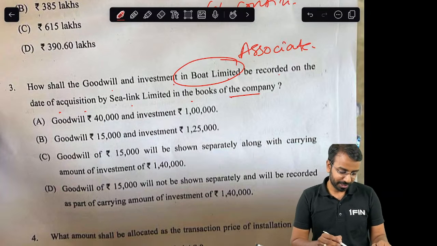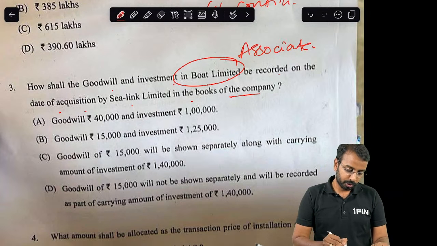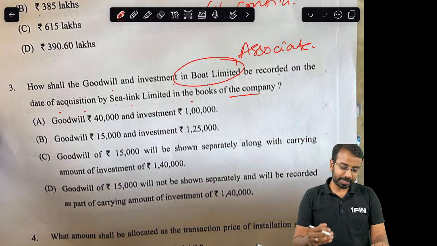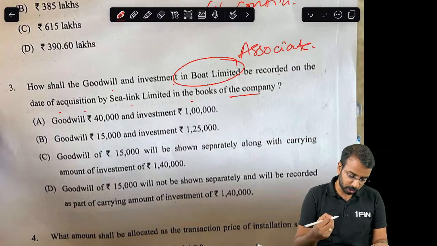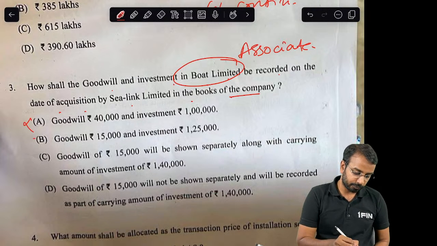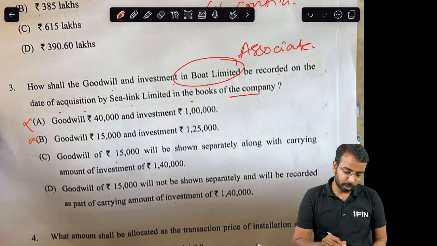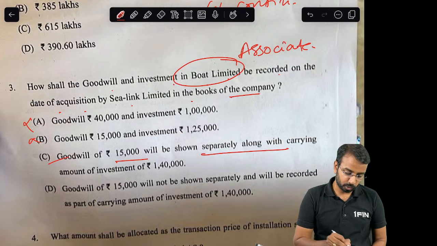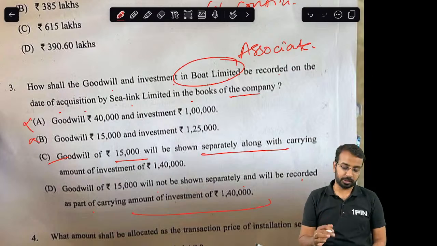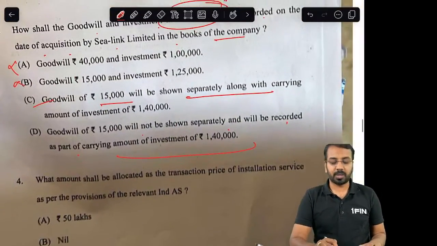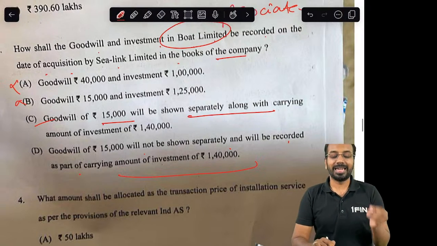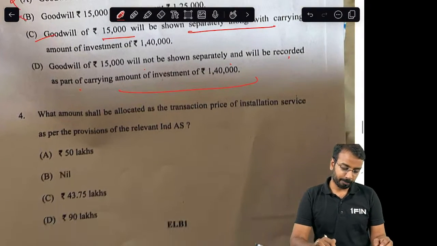Okay, associate. How will we account? So first thing is we will not recognize goodwill. We will not recognize goodwill, and because we will not recognize goodwill, the first two options are out. Third option, goodwill will be shown separately. No, goodwill will not be shown separately and will be recorded as a part of carrying amount of 1,40,000. Okay, so you can calculate the carrying amount. Similar question you would have seen in one of the elective papers MCQ as well, right?